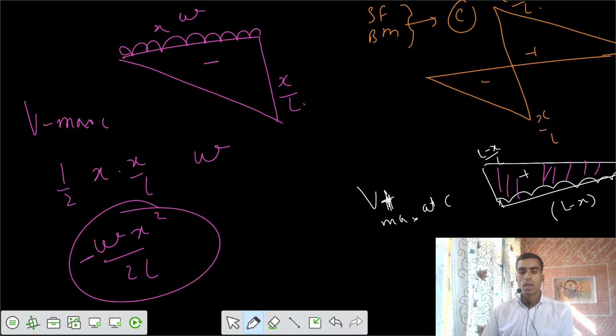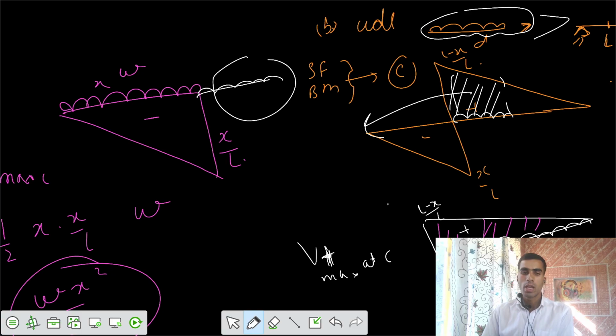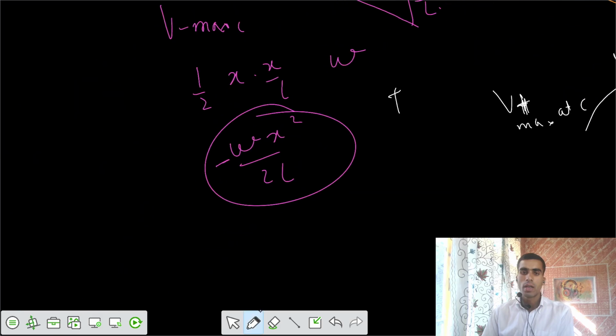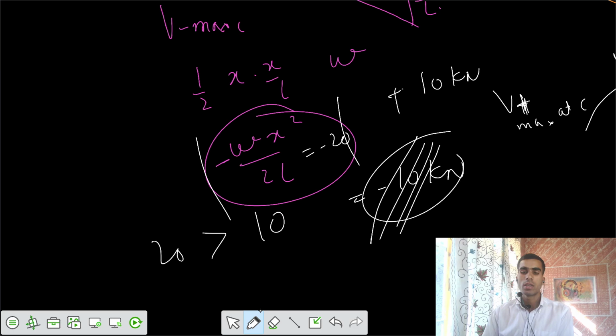Now let's say that I apply load in this part also. That means this part would contribute some positive shear force. This part might contribute some positive shear force. If I add that, your negative shear force gets decreased. So if this was some minus 20 kilonewton, and this contributed some 10 kilonewton positive, the net value is minus 10, and that is lesser in absolute terms, since 20 is greater than 10. That means the negative shear force got decreased.